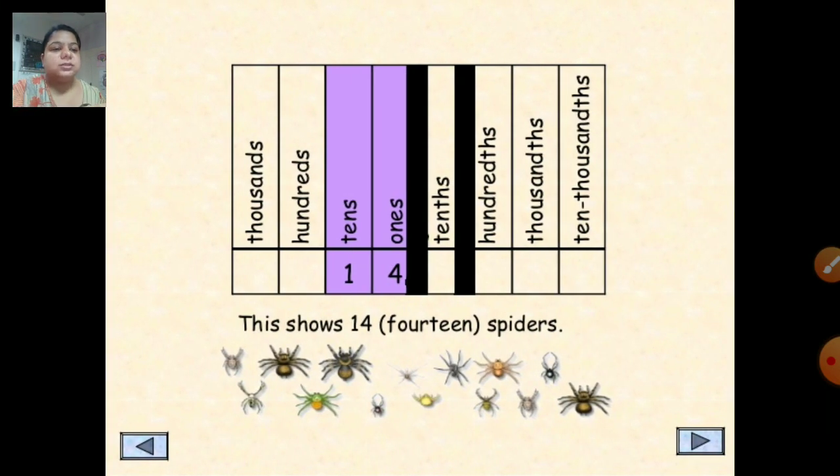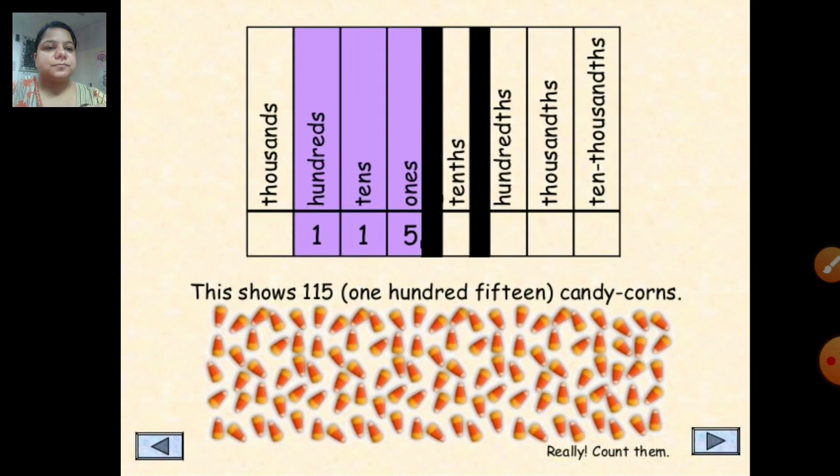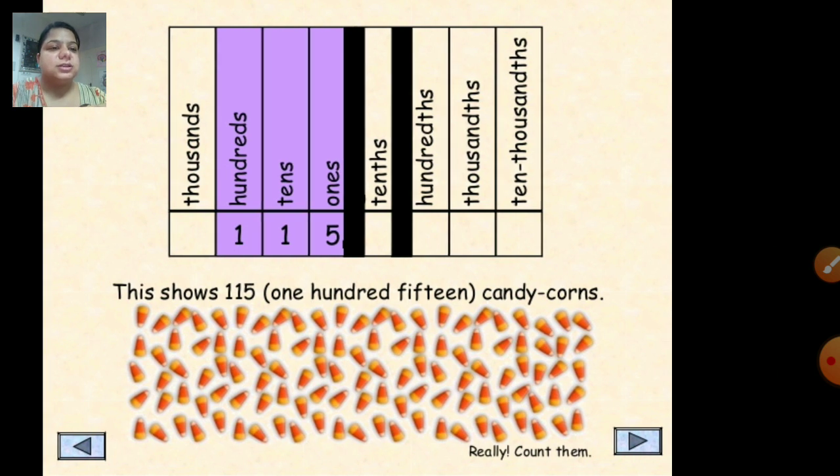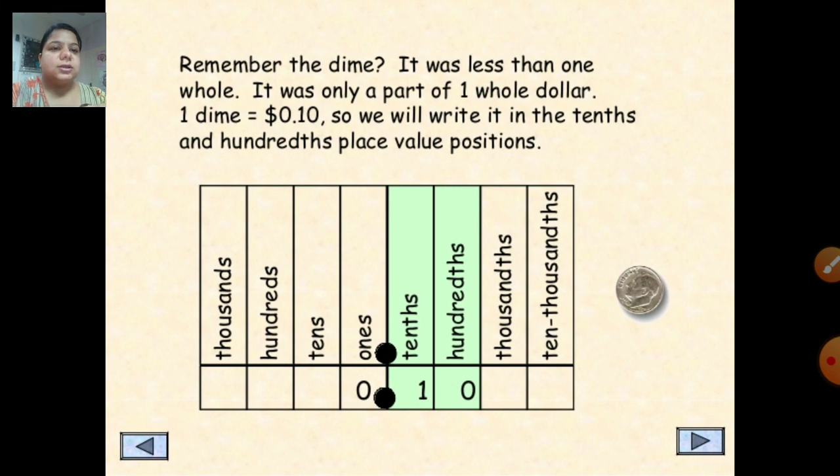So just see, these are 14 spiders. How to write it in decimals? So 1 ten is there and 4 ones are there. So it will be written as 14 only, right? No hundreds are there. Now 115 candy corns are here. So 1 hundred, 1 ten, and 5 ones are here. So 115 will be written like this in the decimal place value chart, right?